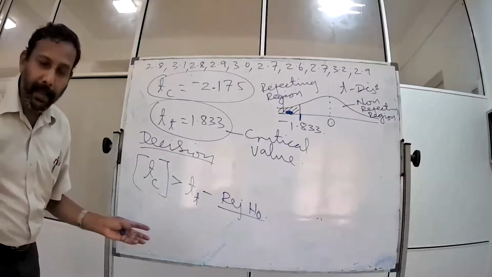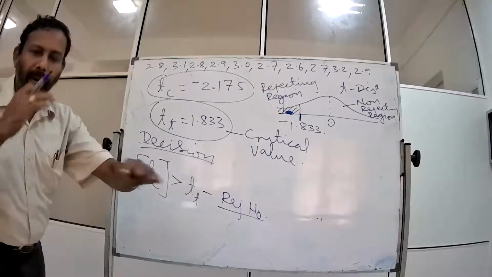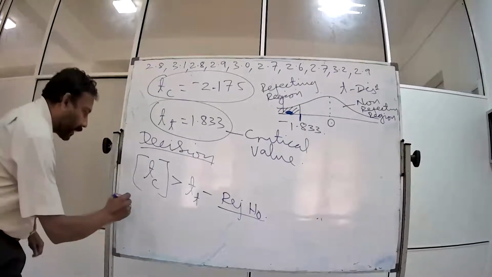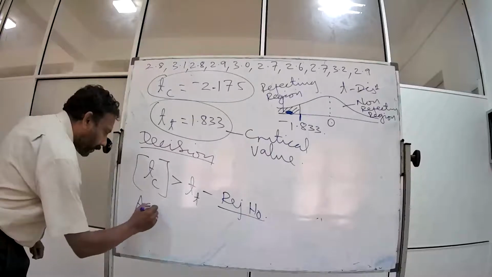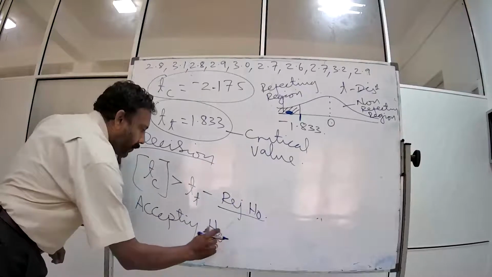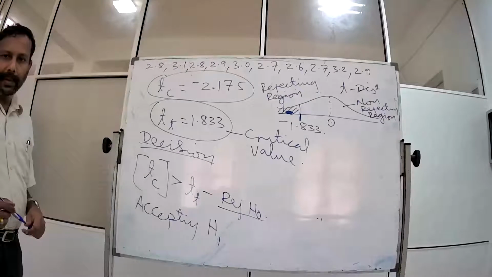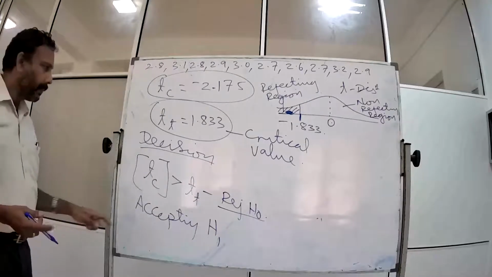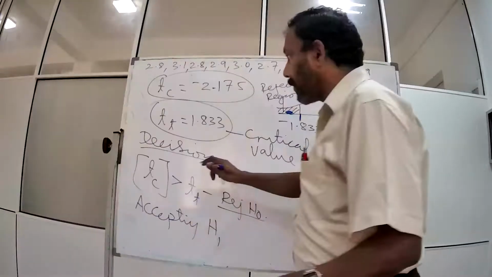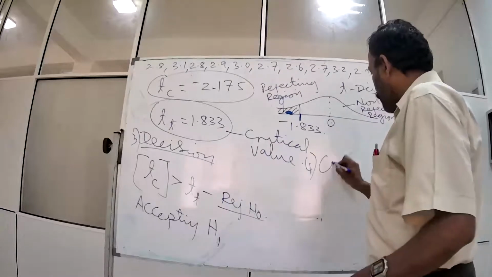If you reject the null hypothesis, what is next? We have two hypotheses, null and alternative. We are rejecting our null. Then what is next? We are accepting the alternative hypothesis. So that is my decision making process. This is my third step. My fourth step is to give a conclusion.